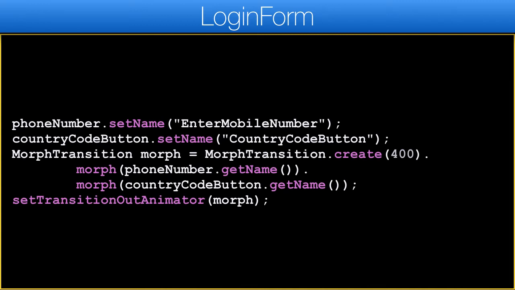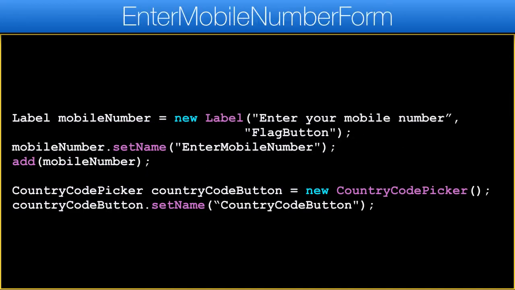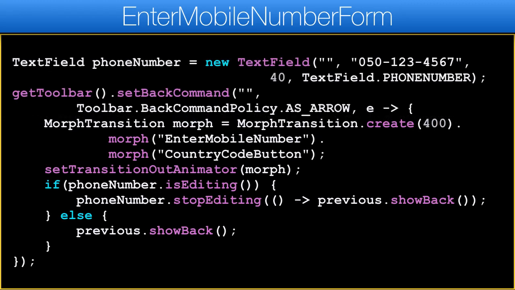We can perform the transition using this code in the login form. We will obviously need the corresponding code in EnterMobileNumberForm. Notice we set the names to identical values. We could have used different names and then just specified those different names in the Morph method. We would also want Morph to run in reverse when going back, so the obvious thing to do is define a Morph transition in the back command.